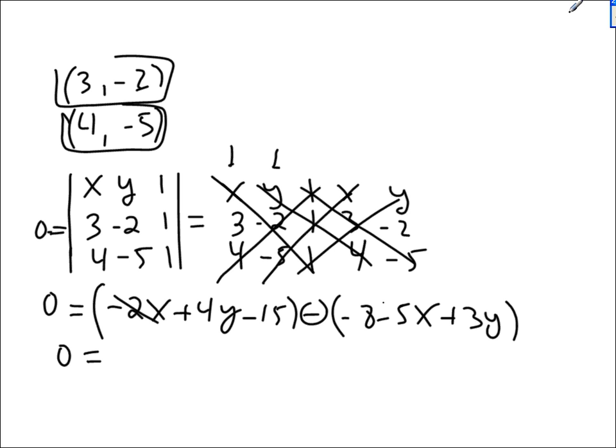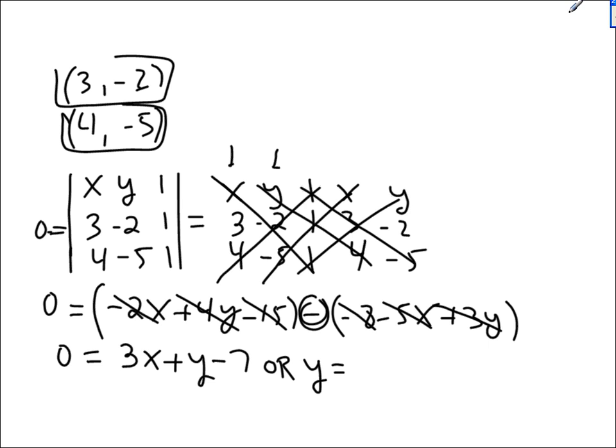It's not negotiable. -2x minus -5x is 3x. You have to know how to add. 4y minus 3y is 1y. -15 minus a -8 is a -7. You want to get it into the form y equals -3x plus 7.